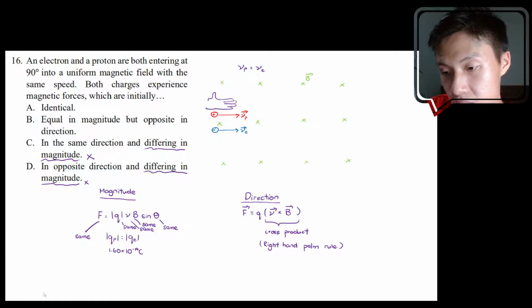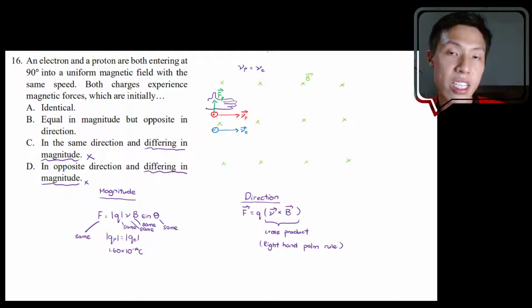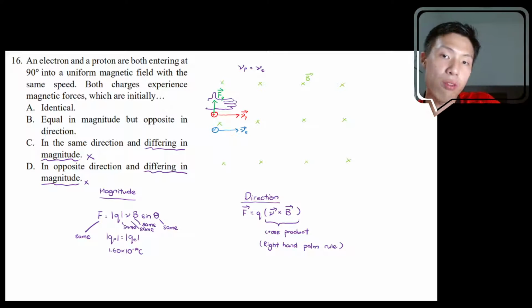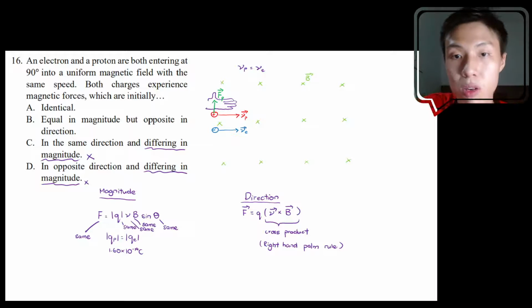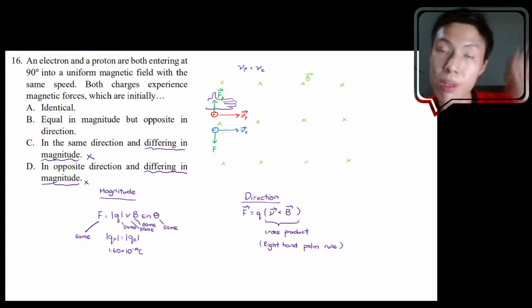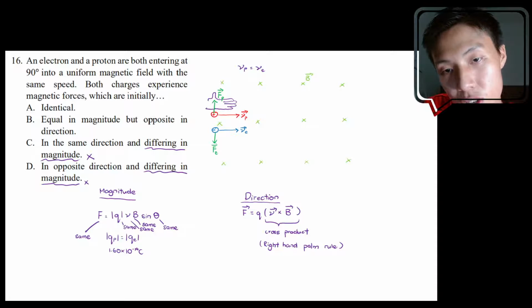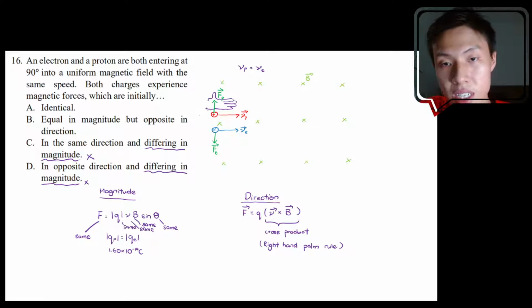So in this case, the direction of magnetic force will be pointing upwards for the proton, force experienced by the proton. Okay, however, if it's a negative charge, if your thumb is pointing upwards, you have to flip the direction of your thumb to be in the opposite direction. Then that would be the direction of the force experienced by the electron. Electron is a negative charge, you have to flip the direction that you find. So in this case, the force experienced by the electron is pointing downwards. So you can see that these two forces here are opposite in direction.